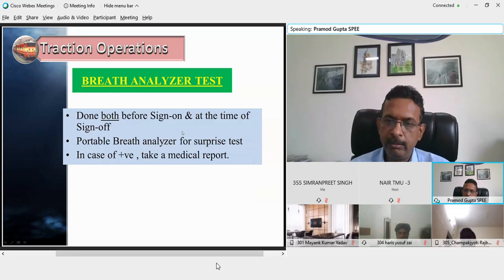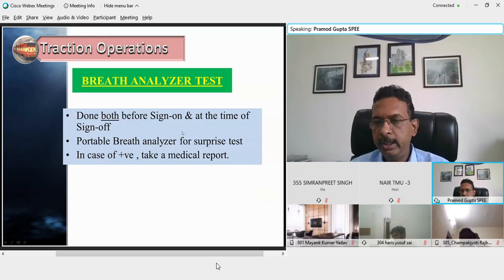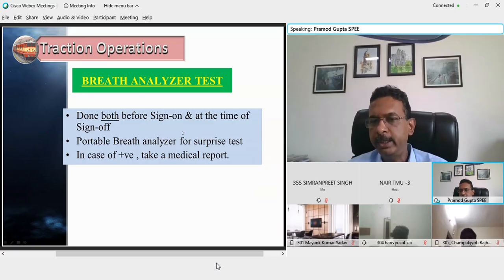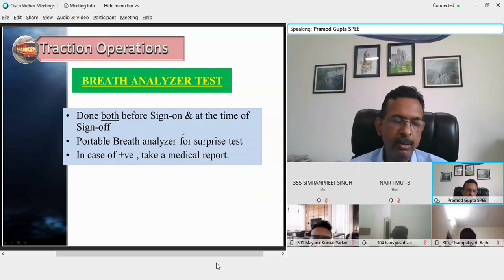For some of the Mail Express pilots, crew, and for almost all Rajdhani pilots, the journey is more than 6 hours at a stretch. There is a possibility that he was all right at the time of sign on. He consumes liquor during the first hour of the journey, and by the time he gets down or he is off from his duty and he reports for the signing off, the effect has come down to such an extent that it cannot be traced using the breath analyzer test. After all, it is checking the concentration in the breath that is there for the pilot and the co-pilot.